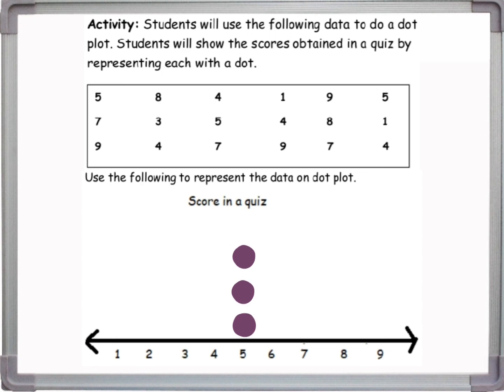And just like that, you're going to do for the other scores. Please don't forget that if more than one student gets the same score, you stack them up on the dot plot. Just like how I did. When you finish, please send a picture of your work to your teacher.